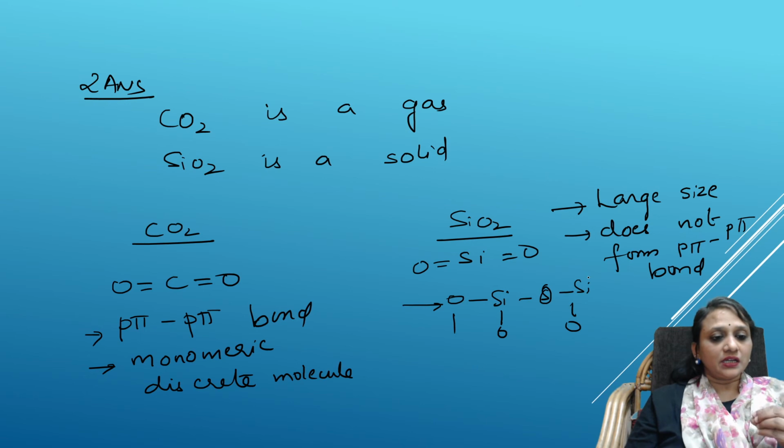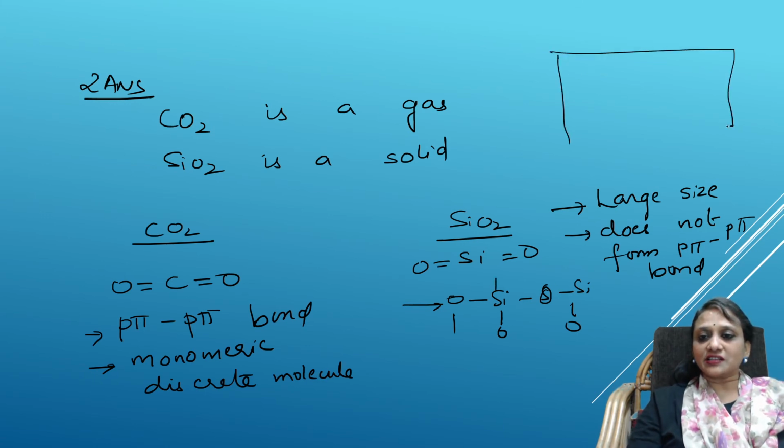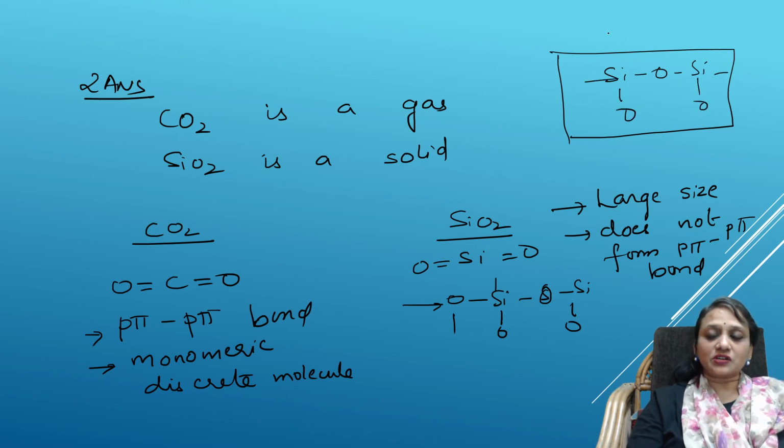Now, how is it satisfying its valency with 4 oxygen atoms? That's why SiO2 will form a chain structure. You have to see, it's going to form a big chain structure like this. Si linked with oxygen, again linked with Si, again this oxygen is linked here, like that. A chain structure is formed. So it forms a giant molecule.